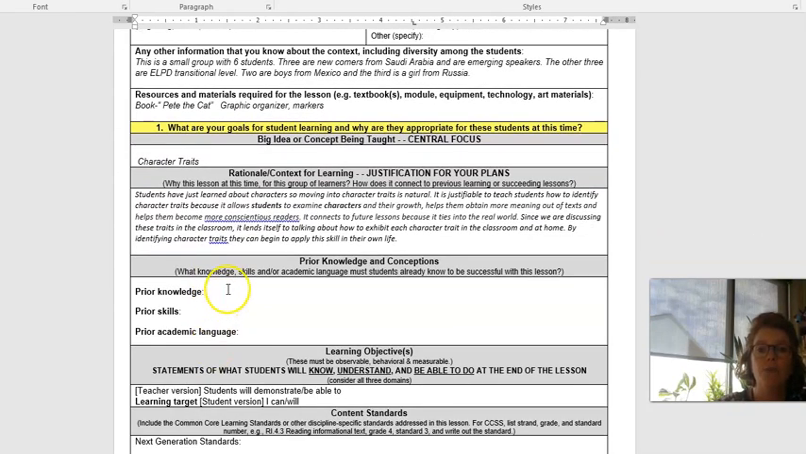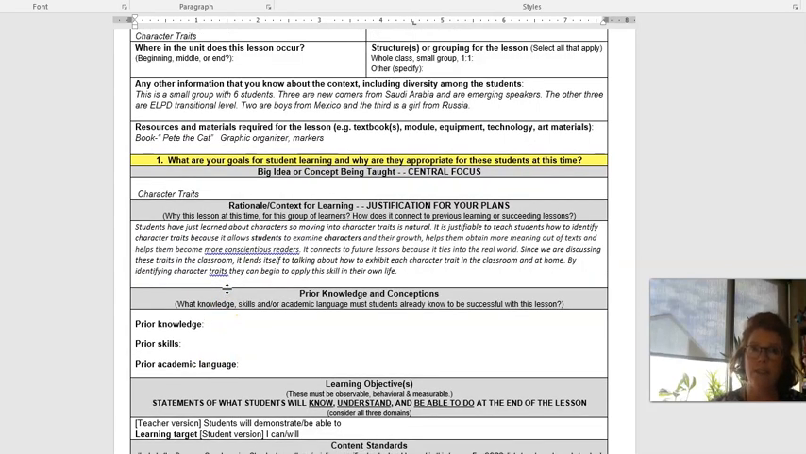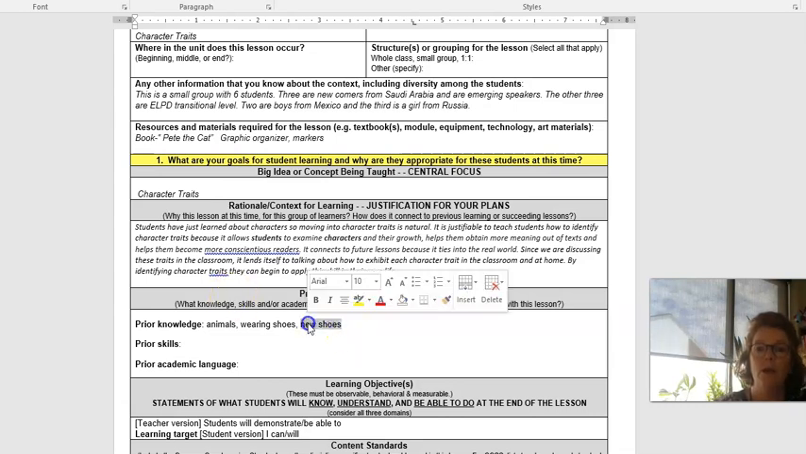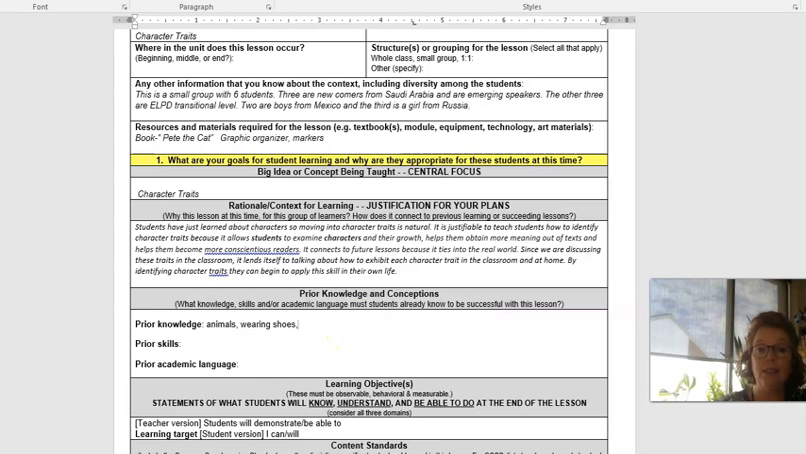Okay, prior knowledge. What do they really have to understand your lesson? So they really have to understand something about animals because the book's about a cat. And then maybe something about wearing shoes and the idea of getting dressed. And maybe the idea of new shoes. Okay, so this is ideas that they need to understand.